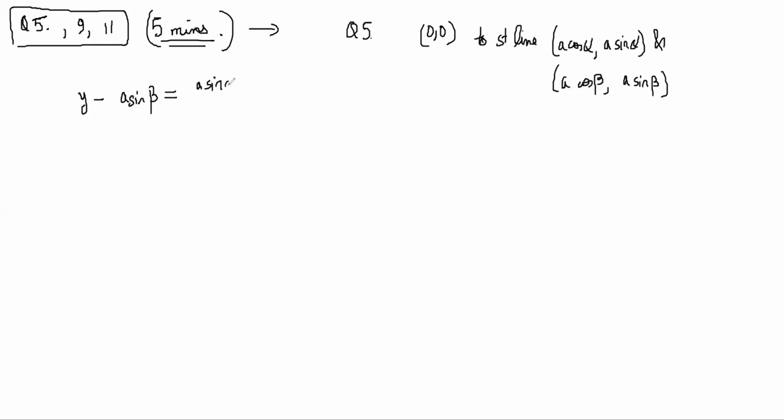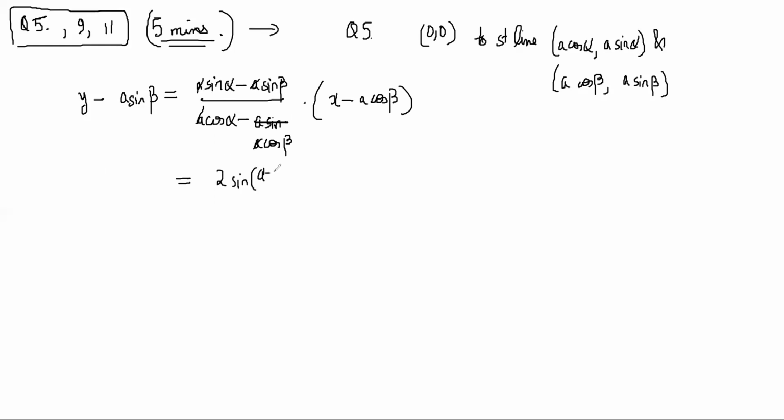a sin alpha minus a sin beta, over a cos alpha minus a cos beta, into x minus a cos beta. That's fine. The choice doesn't matter which one. So this one, a, gets cancelled. So a, sin alpha minus sin beta, which is 2 sin of alpha minus beta by 2, cos of alpha plus beta by 2.